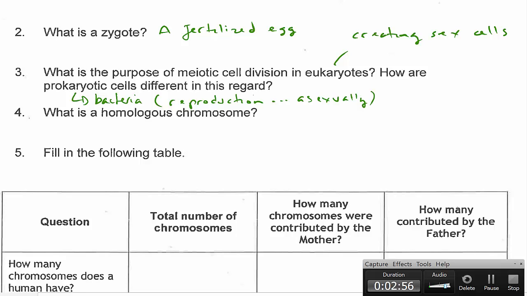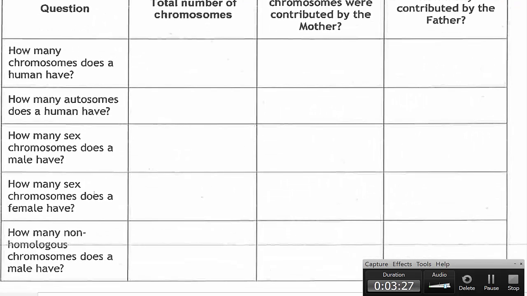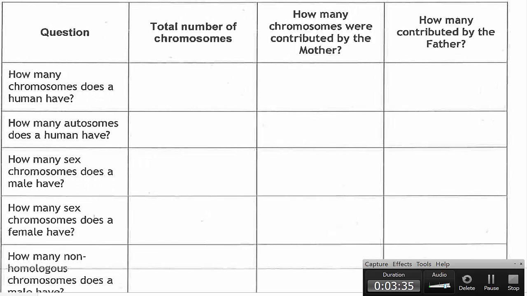So what are homologous chromosomes? They are simply chromosomes that have been duplicated. Another way of putting that is a pair of identical chromosomes. Okay, then we have this table. Here you're comparing the total number of chromosomes with how many were contributed by the mother and how many were contributed by the father.